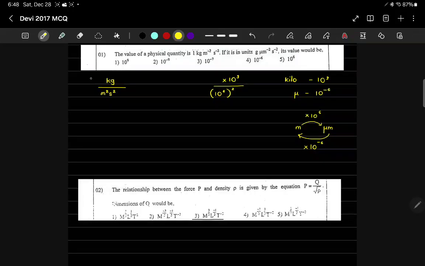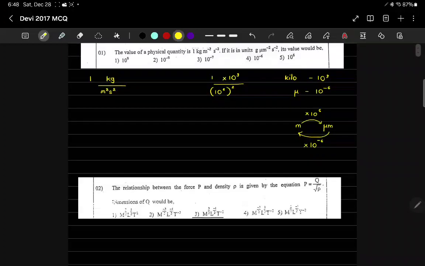Then what is the value of the physical quantity? 1. So the value of the physical quantity will not change even if we change the units. So it would be 1 into 10 to the power 3 divided by 10 to the power 6 squared, which is 1 into 10 to the power 3 divided by 10 to the power 12. So 1 into 10 to the power minus 9 would be the answer.